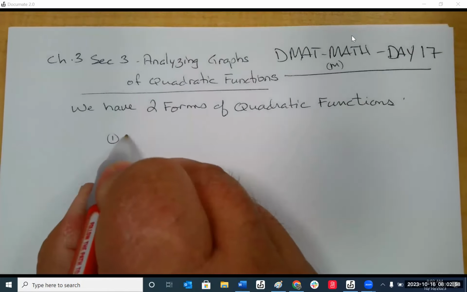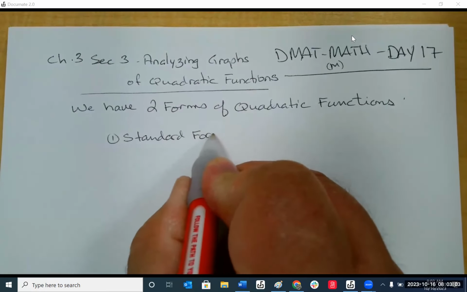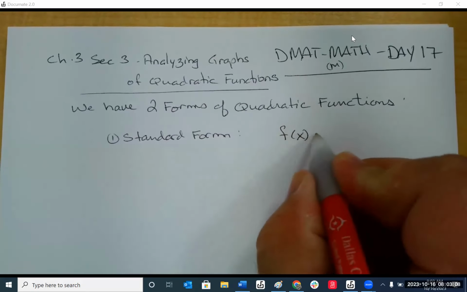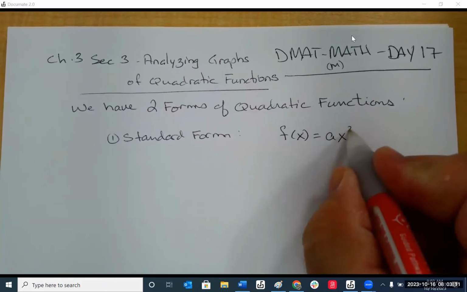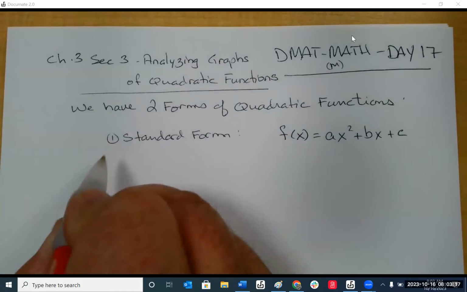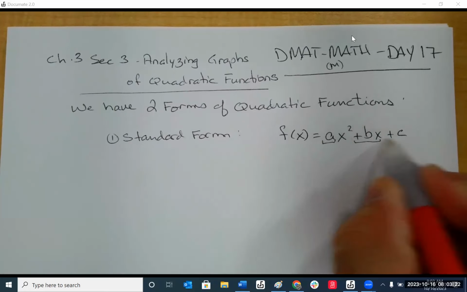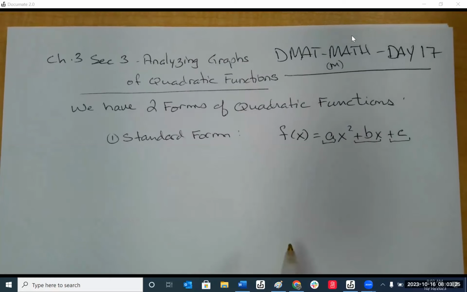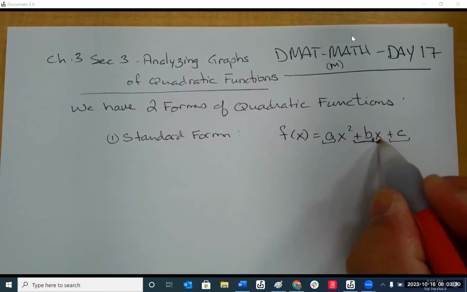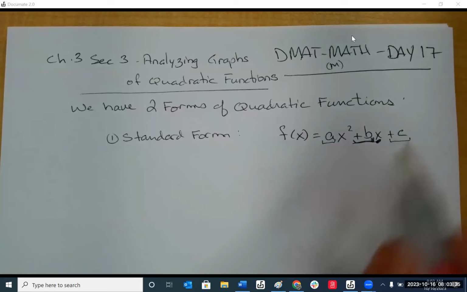The first form is called the standard form. That's f of x equals ax squared plus bx plus c. Remember, a, b, and c are simply numbers. They're not associated with x. Whatever the coefficients, a, b, and c are simply coefficients or constants.